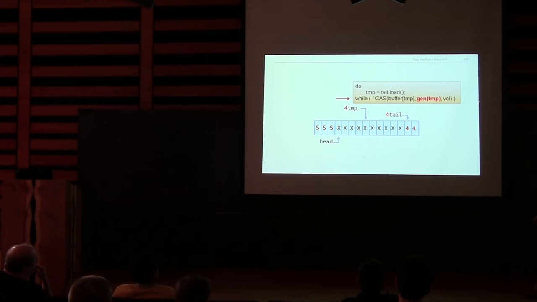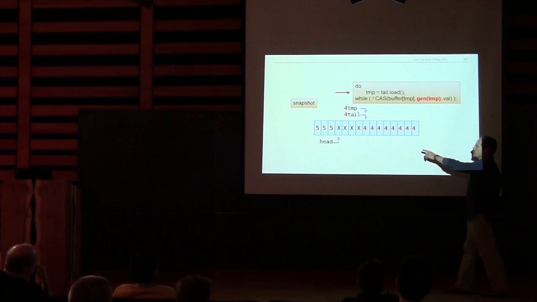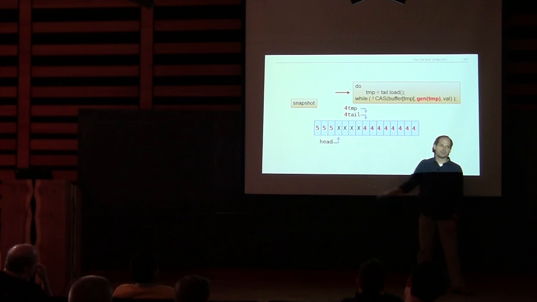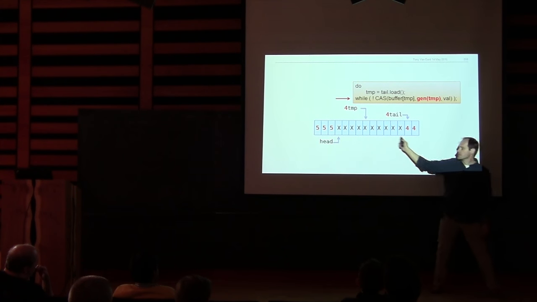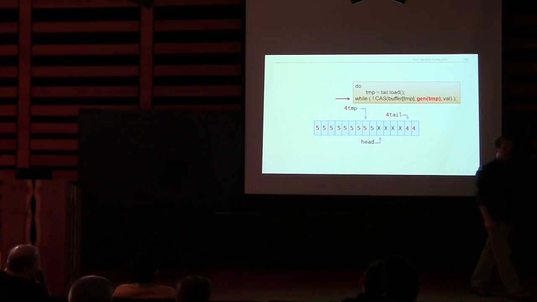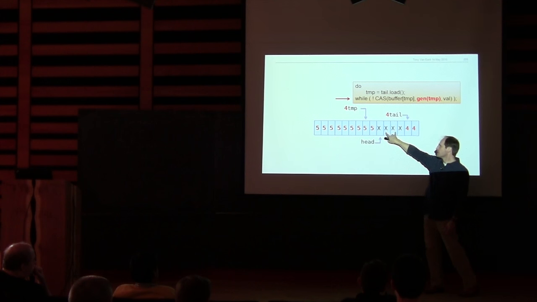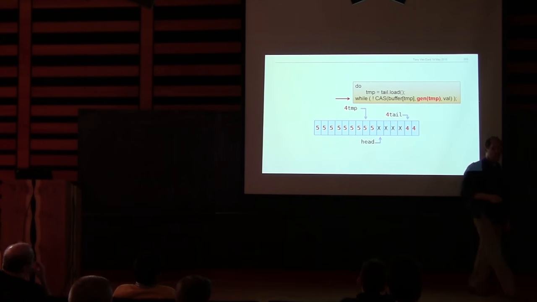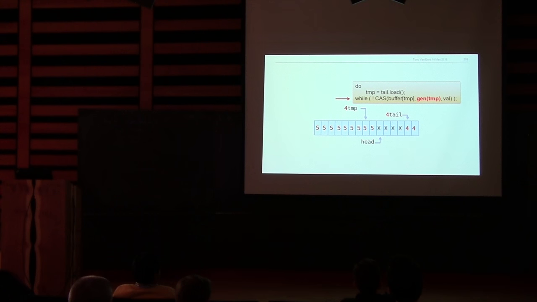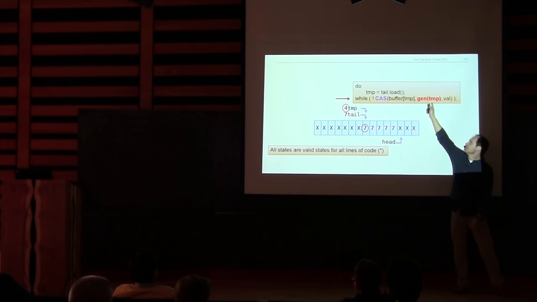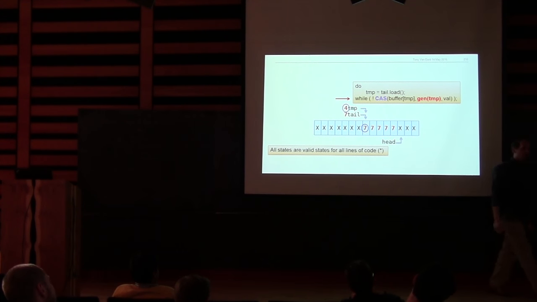But my claim is the only cases you have to worry about in this CAS are the case where it passes, that it is in this spot and there's a 4 there like you wanted, or it fails because it looks like this, or it fails because it looked like that. Those are the only states of the queue. If we can maintain our invariant that the queue is always circularly contiguous, there are no other diagrams I have to worry about. And I even took care of this case, which isn't important. So that's what I mean by all states are valid for all lines of code. For at least this one line of code, all states of the queue are valid.